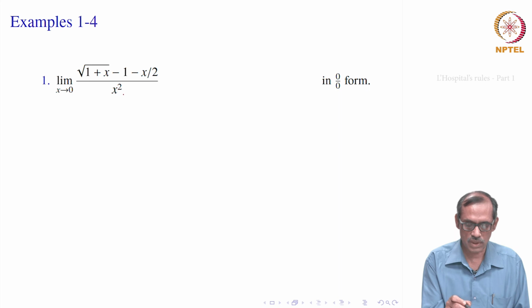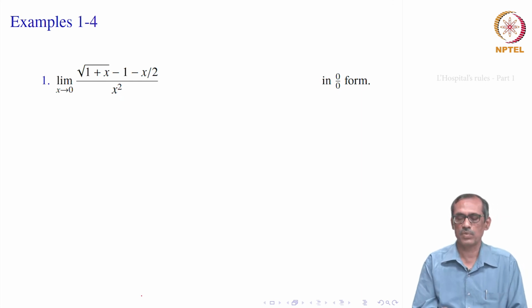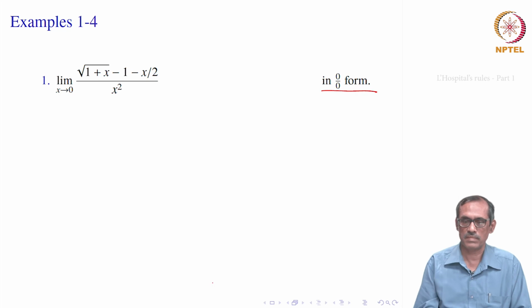So, as x goes to 0, its numerator is square root of 1 minus 1, so that also goes to 0, and x square of course goes to 0. So, it is in 0 by 0 form.